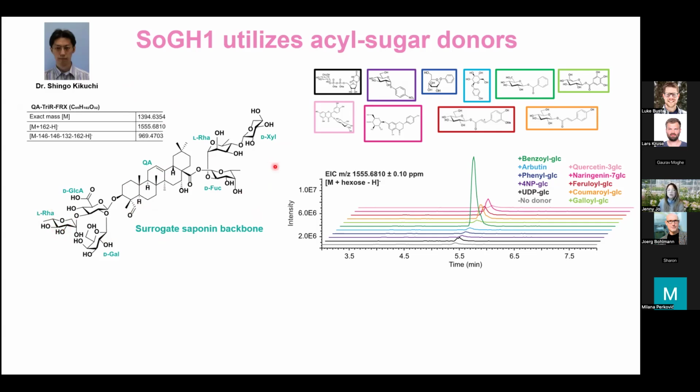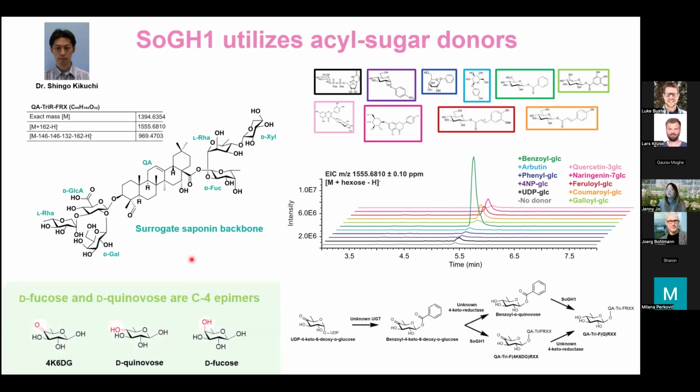And unfortunately, it would be really great if we could get acyl quinavose commercially available, but we can't buy anything like that. So we looked through anything acyl sugar-wise commercially available, and we opted for different acyl glucoses and also different things that we got our hands on. And we did some in vitro assays, and it seemed like SOGH1 was utilizing an acyl sugar as a sugar donor, which is in line with the characteristics of GH1 TGs as well.